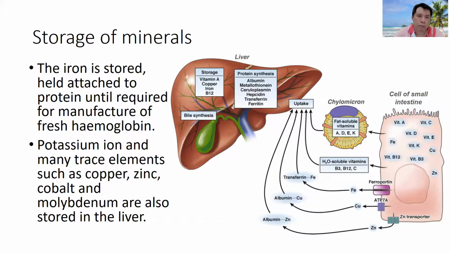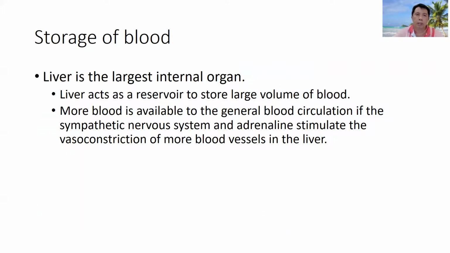For the storage of minerals, they are stored as ions, which are broken down from the hemoglobin and then recycled. Potassium, iron, and many trace elements can also be stored in the liver. Storage of blood, like we mentioned just now: the liver is the largest internal organ, so it acts as a blood reservoir to store a large volume of blood. More blood is made available to the general blood circulation if the sympathetic nervous system and adrenaline stimulate vasoconstriction of more blood vessels in the liver.